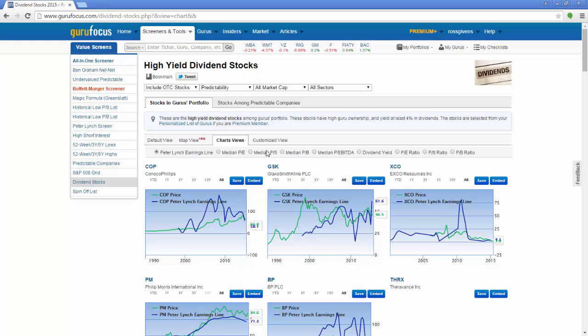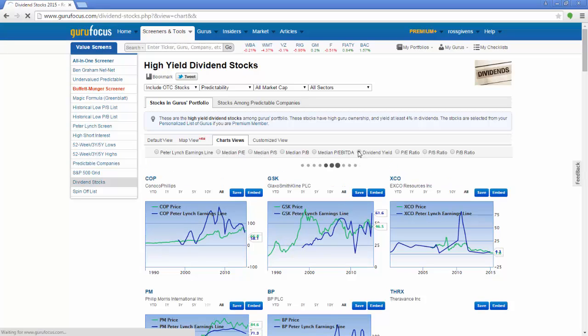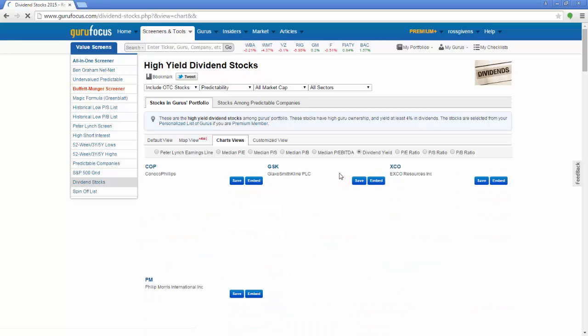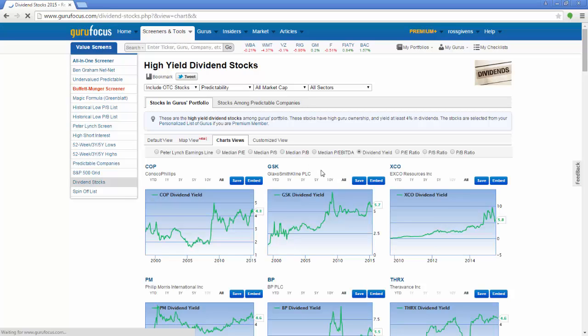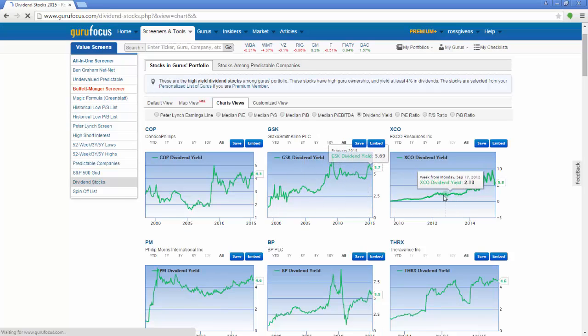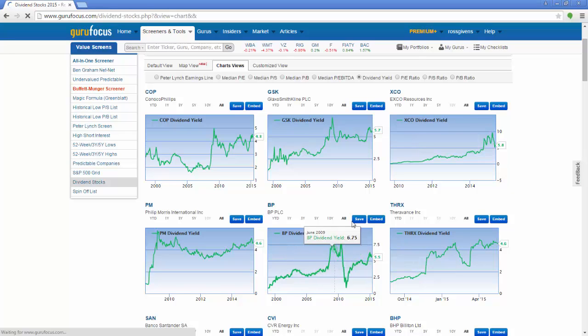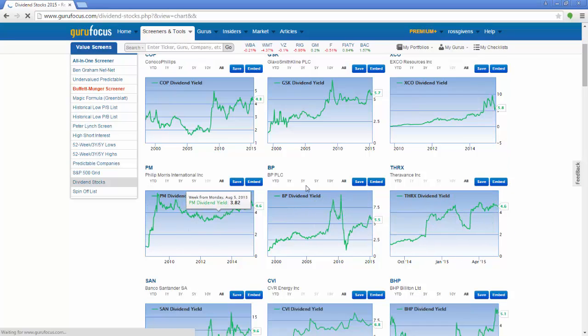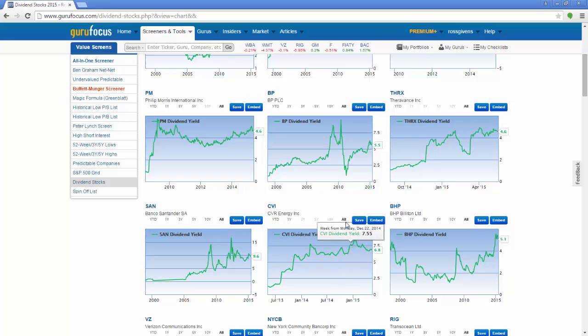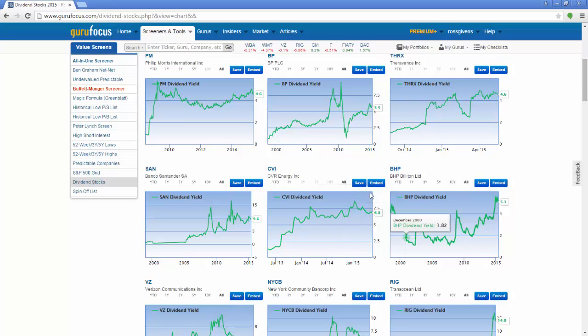One thing I love about the GuruFocus website, if you want to look at it based on median PE, or based on dividend yield charts, you can select that and then get a graph of each of these stocks and their historical dividend yield. And this is helpful as well, just to get an idea. You don't want to see spiking, crazy dividend yield. You just want to see something pretty consistent, and you want to see they've got a long history of paying dividends. We look at CVR Energy right here, for example.